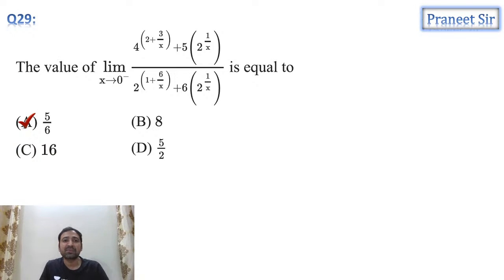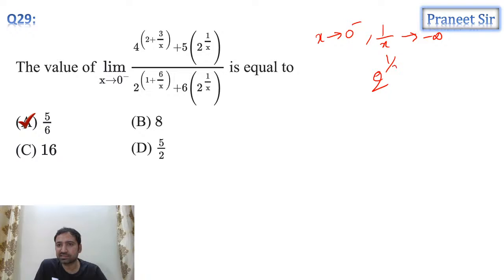Okay, right, chalo. So guys, can I say that x is tending to 0 minus? What about 1 by x, guys? 1 by x is tending to minus infinity. What about 2 power 1 by x? Is 2 power 1 by x tending to 0? Can I take it as t, guys? Can I take 2 power 1 by x as t?